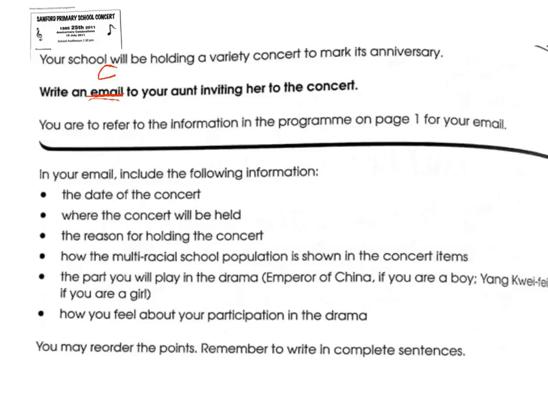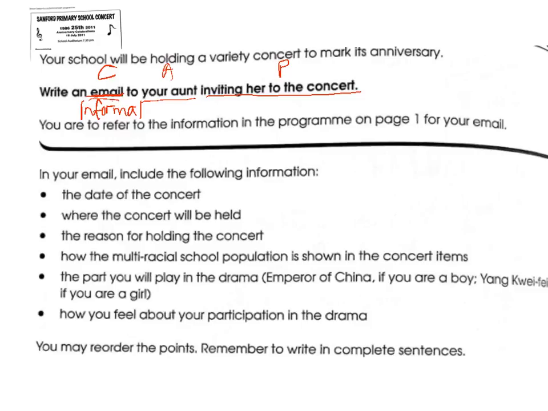And our audience is my aunt. This is my audience. And finally, my purpose is going to be inviting her to the concert. This is my purpose. Right, so judging from the audience and the purpose, I can tell that my context is going to be informal. So it's going to be an informal email to my aunt inviting her to the concert. So I've got my C, my A, and my P.